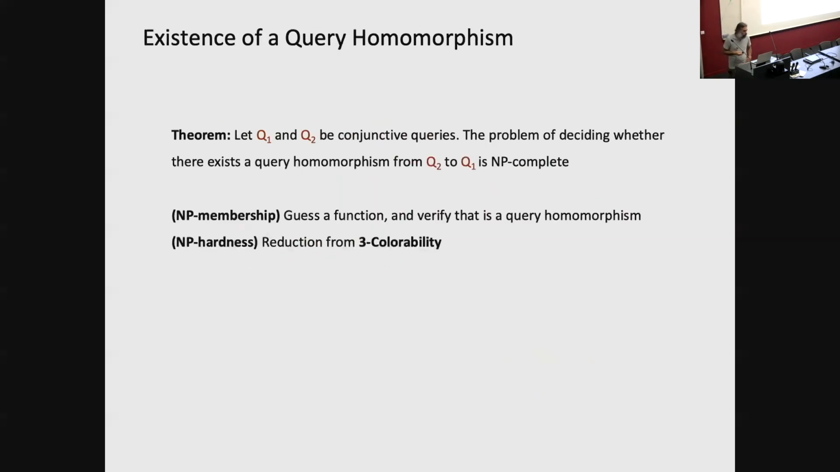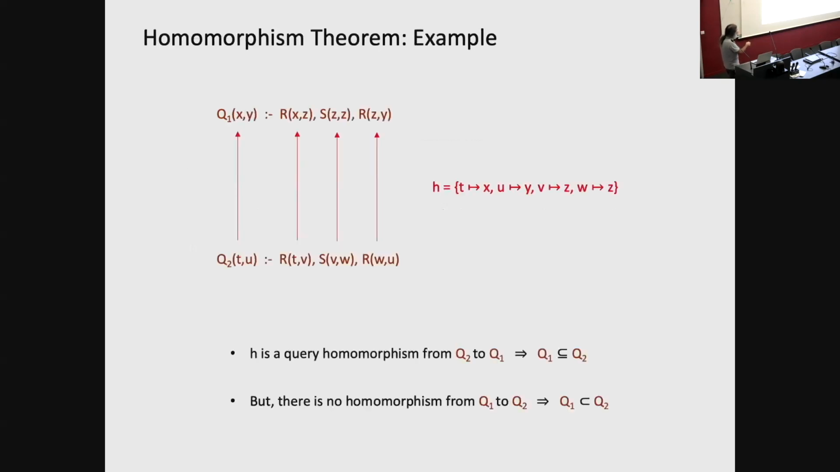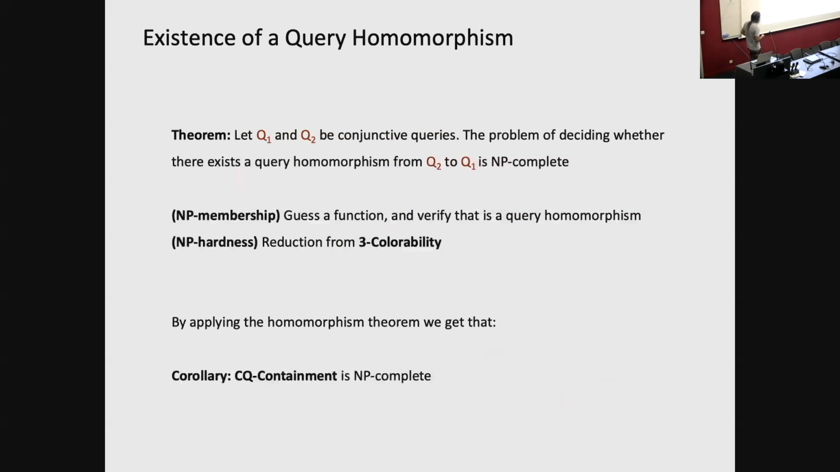Great. And having the homomorphism theorem in place, we can even study the complexity of this problem. For the upper bound, we can easily get NP because you just guess and verify: guess a function and verify whether it's a homomorphism. Both the guess and the check step can be done in polynomial time. For NP-hardness, there are several proofs out there. One can reduce, for example, from 3-colorability. And this is for the existence of a query homomorphism. Since containment and the existence of such a homomorphism is the same thing, as the homomorphism theorem tells us, we can conclude that CQ containment is an NP-complete problem.